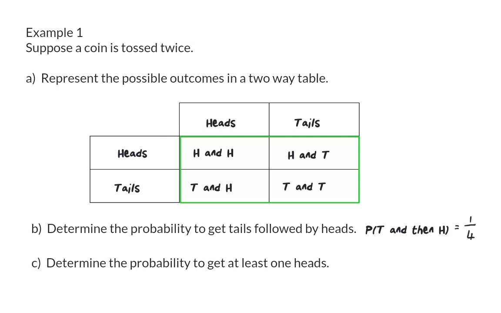Question C. Determine the probability to get at least 1 heads. At least 1 means it can be either 1 or 2 heads. Here there is no specification whether it should be the first or the second toss. This means that both results can be heads, or only the first toss can be heads, or only the second one. So the probability of getting at least 1 heads will be 3 out of the 4 options.